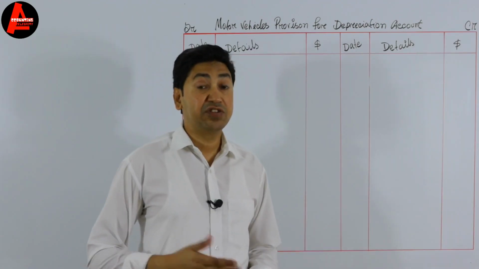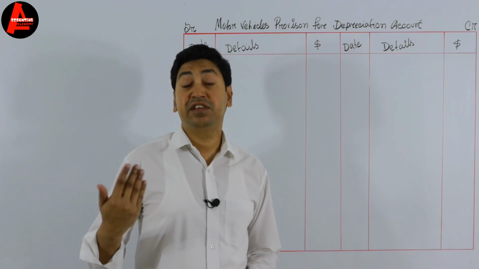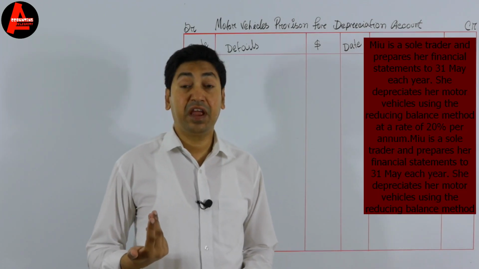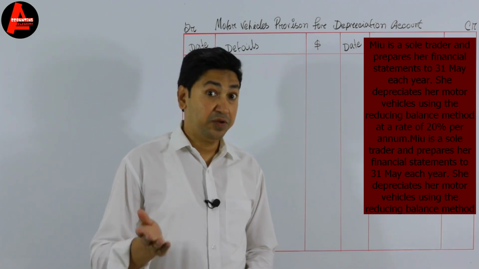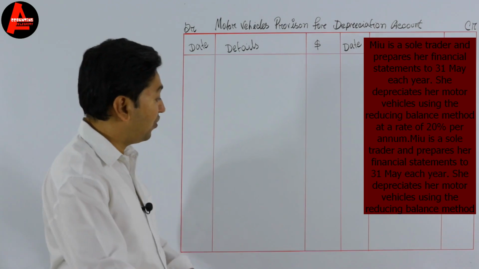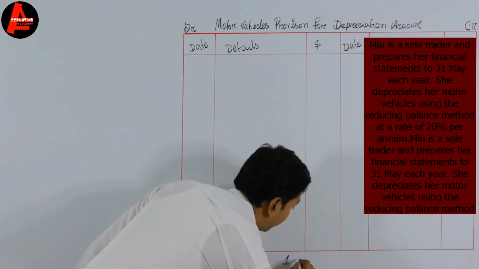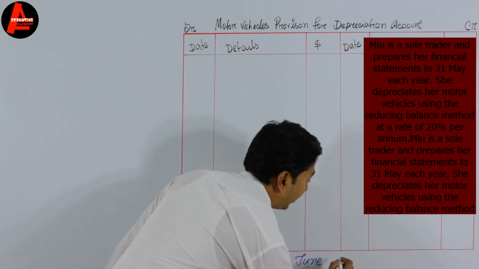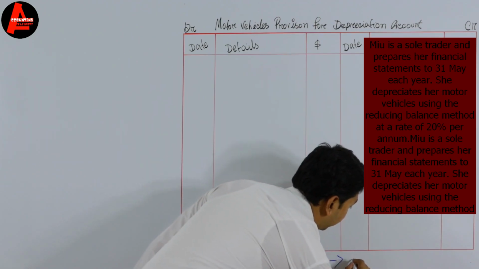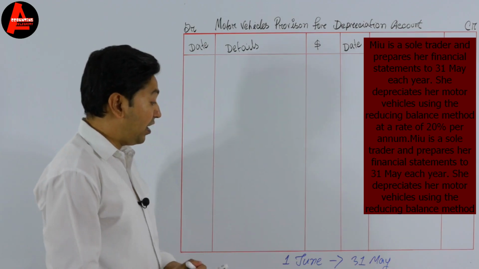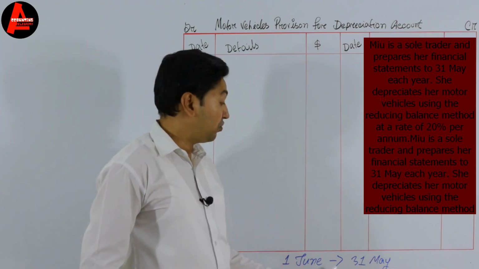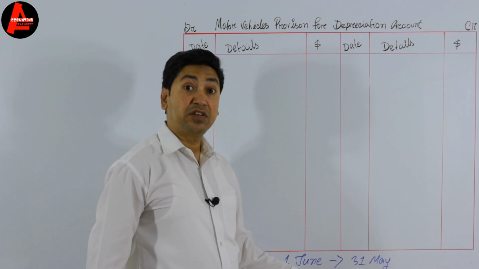In the question it is written that she prepares her financial statements on 31st May. That means she starts on 1st June of the previous year. So the year will start on 1st June and close on 31st May. Here it will be 1st June 2014 to 31st May 2015.